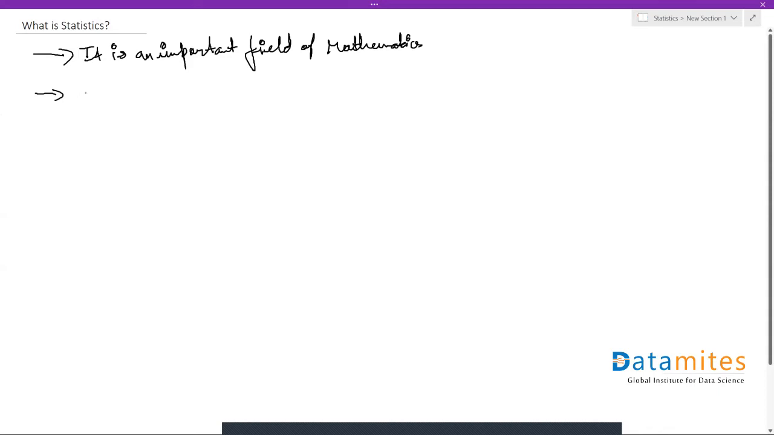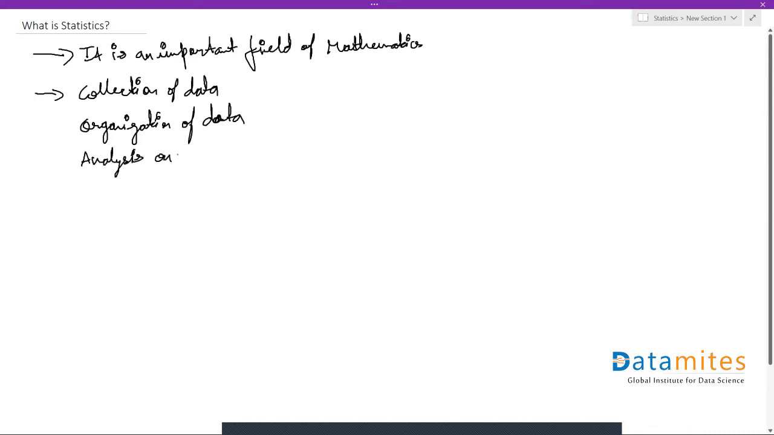statistics could be useful. So one of them is collection of data. Then we have organization of data. So how the data is being organized once we get the data, and then some sort of analysis on the data. So we have collection, organization, analysis, then interpretation, and then at the end we have presentation. So these are a couple of things that will be performed in statistics when it comes to this field.